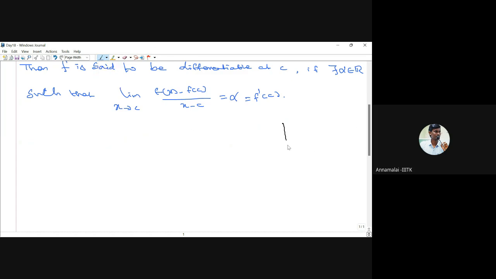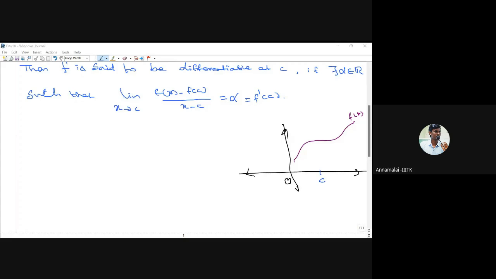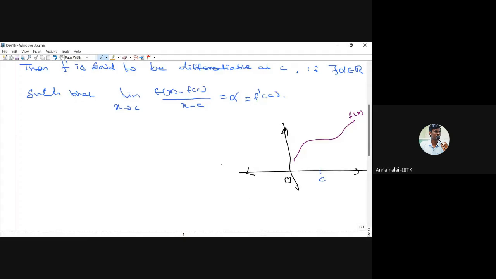Suppose we simply draw some function, this is our function f of x, and we are talking about the derivative of f at a point. Suppose this is the domain and we take some point c. We can rewrite this: the denominator x minus c we call some number h, so h equals x minus c.